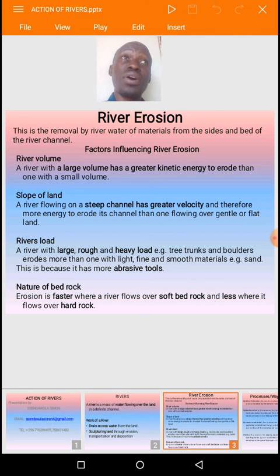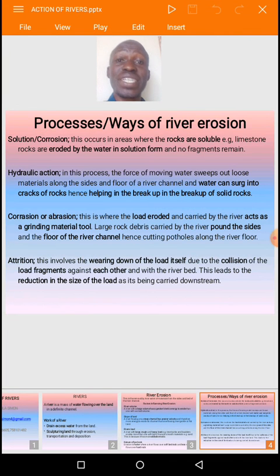Nature of the bedrock. What is the rock like upon which the river is flowing? That is at the bottom of the river. So they are saying erosion is faster where a river flows over a soft bedrock, and less where it flows over hard rock. The rock at the bottom, can it easily be worn down, or is it resistant? If it is resistant, then there will be less erosion. But if it's soft, it gives way to erosion, and definitely the rate of erosion will be high.